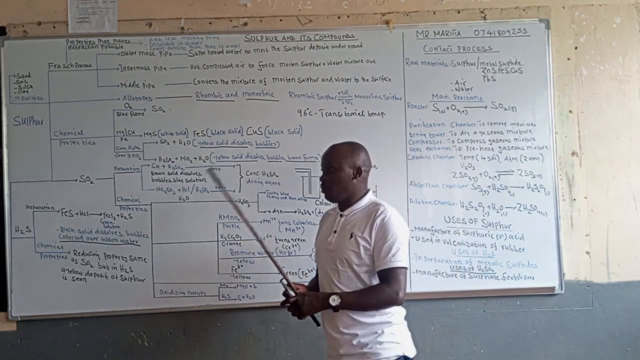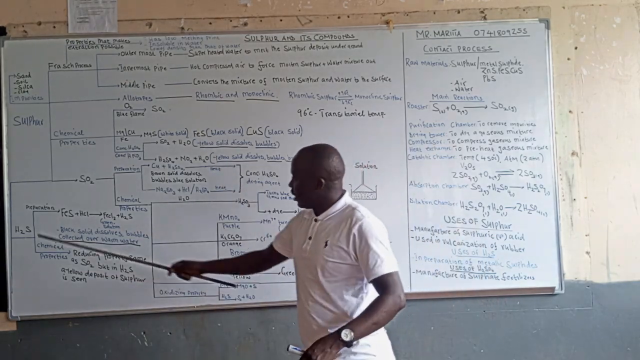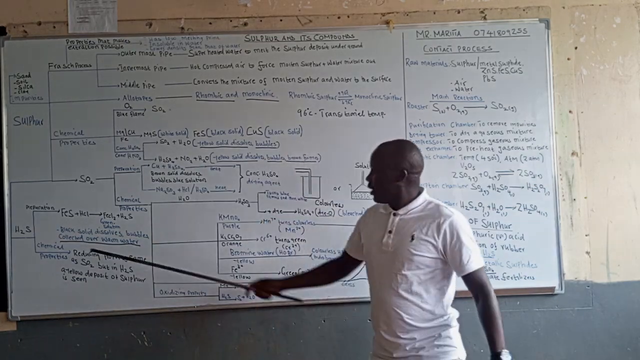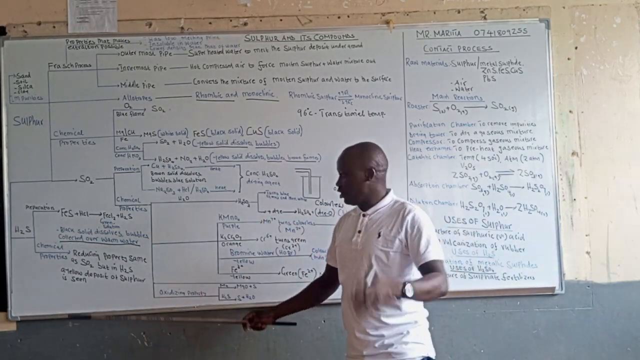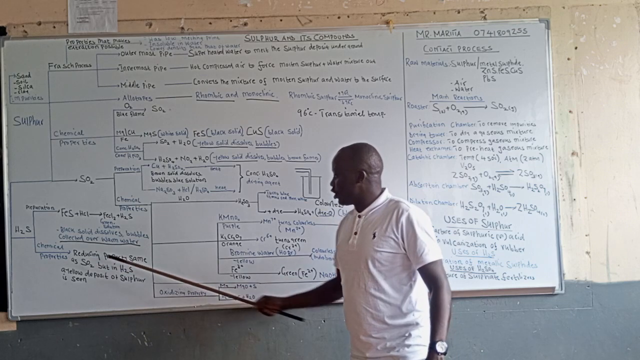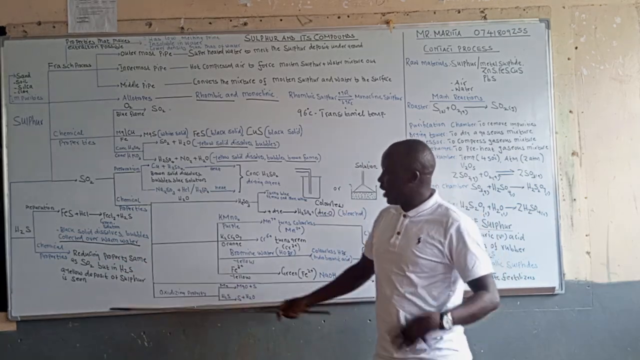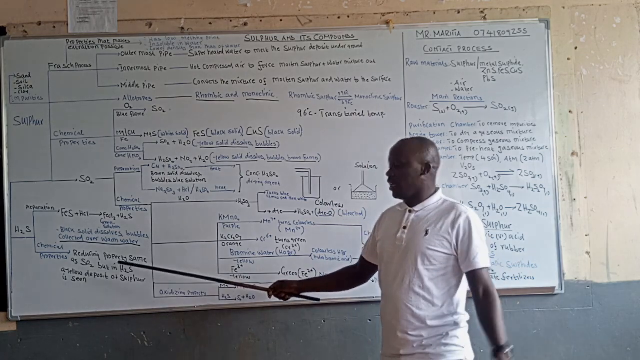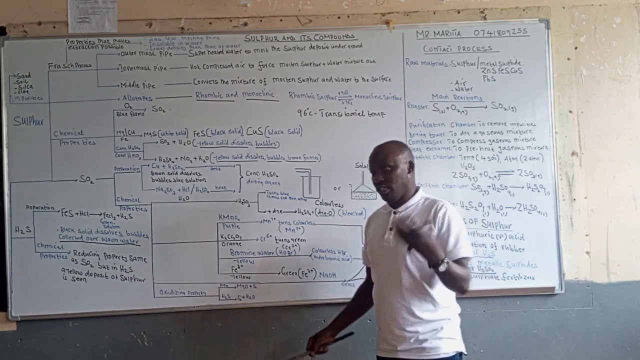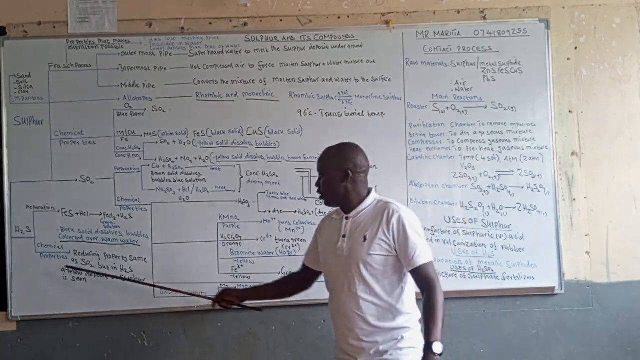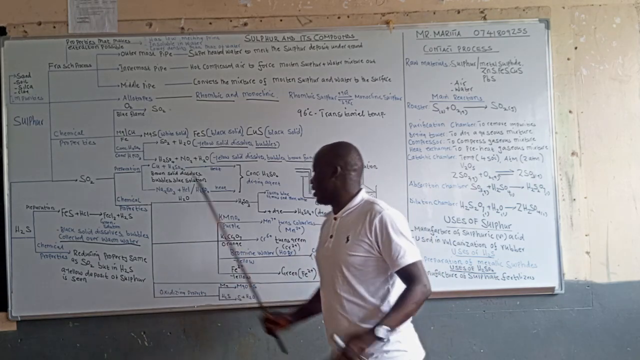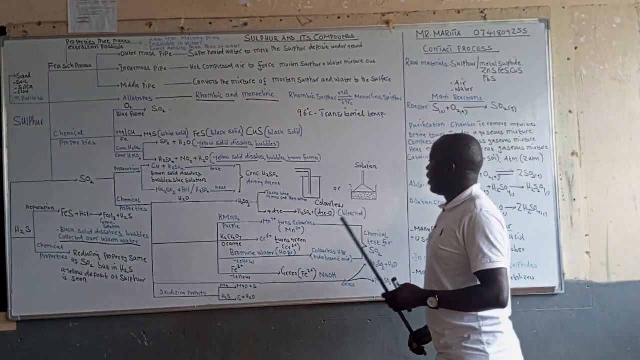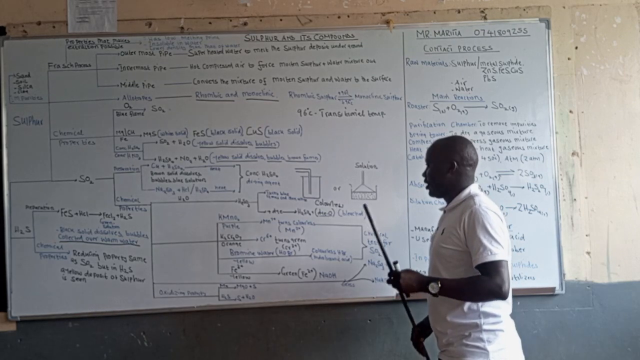Now, what are the chemical properties of this hydrogen sulfide gas? The hydrogen sulfide gas has a reducing property, the same as that of sulfur oxide gas, but in this case, where we have the hydrogen sulfide, you will have a yellow deposit of sulfur seen.